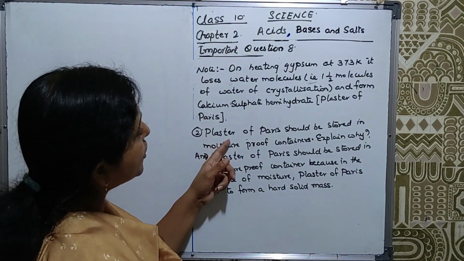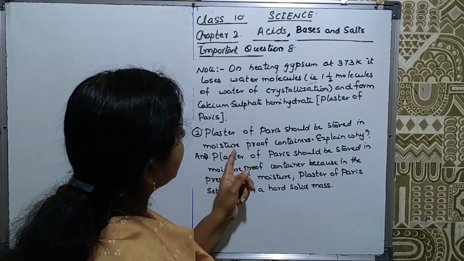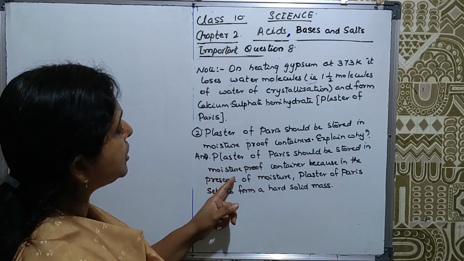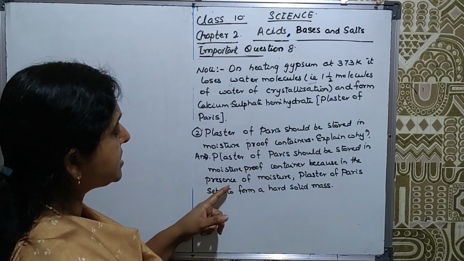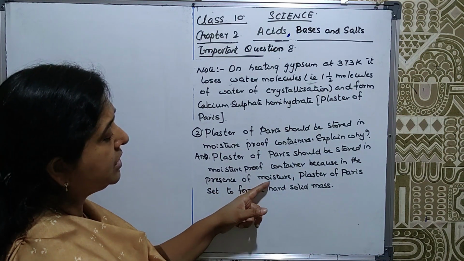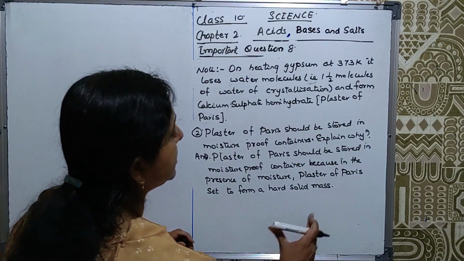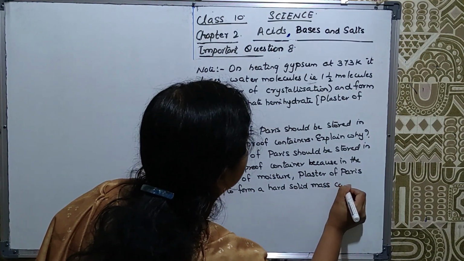Question 2. Plaster of Paris should be stored in moisture-proof containers. Explain why. Plaster of Paris should be stored in moisture-proof containers because in the presence of moisture, plaster of Paris sets to form a hard solid mass called gypsum.